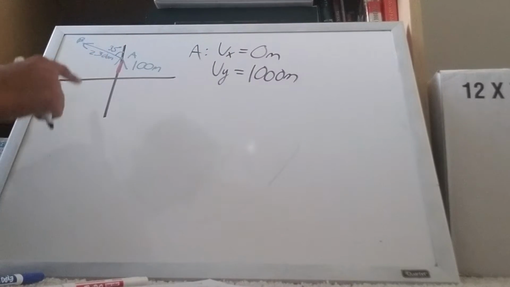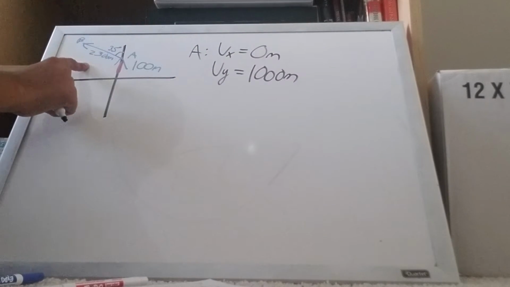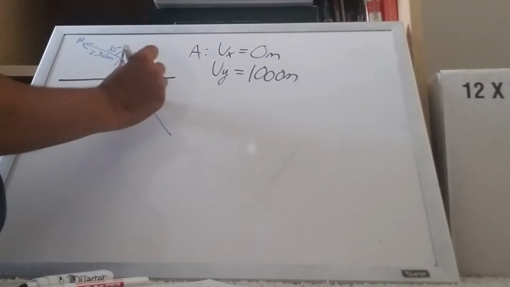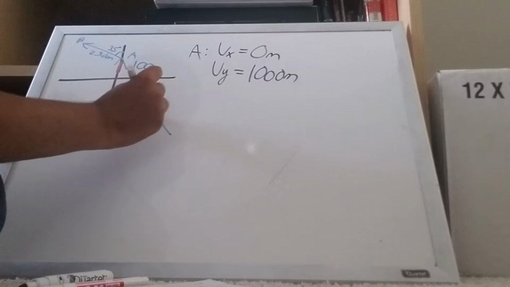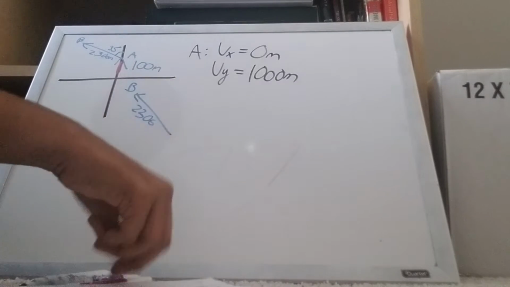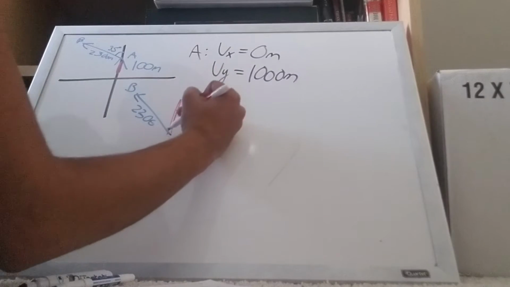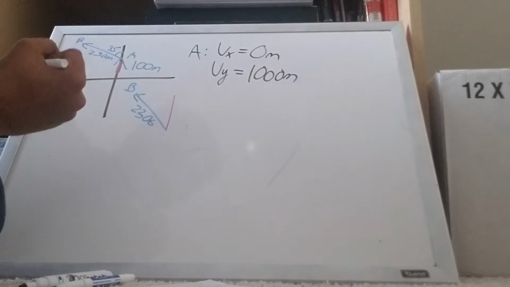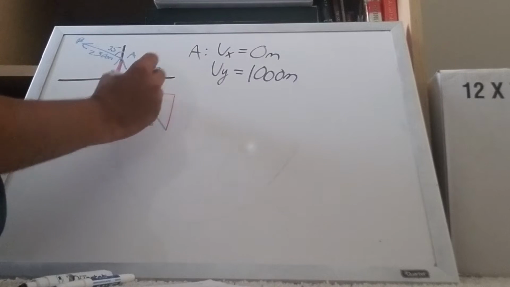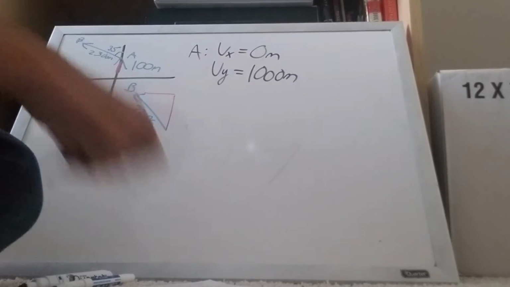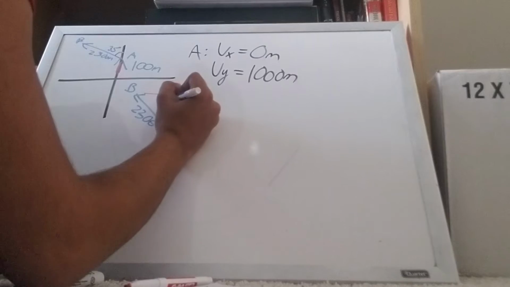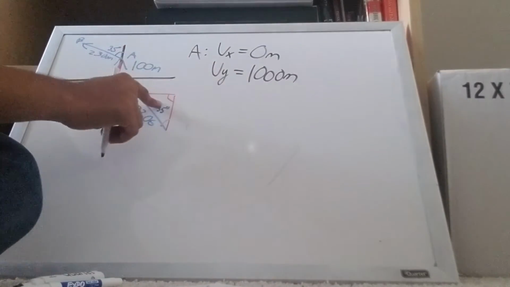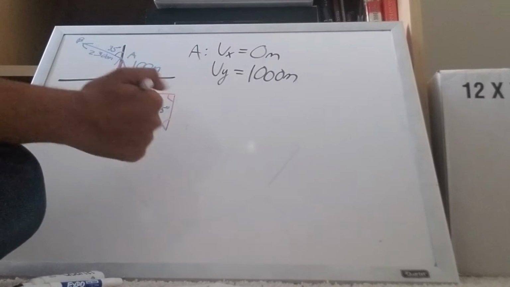The problem comes when we're doing vector B, because I'm going to redraw that vector here. So this is the hypotenuse of a triangle, and this is the y component, and this is the x component. And our angle is 35. So if you notice here, we have a right triangle right here, which means we can use trigonometry.